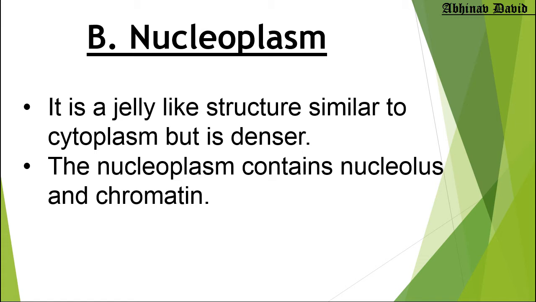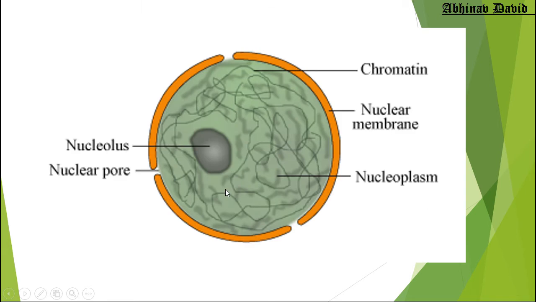If cytoplasm is like water, then nucleoplasm is like honey. So you can see honey is denser than water. Like that, nucleoplasm is denser than the cytoplasm. Okay, the nucleoplasm contains nucleolus and chromatin. As you can see in the diagram, the nucleoplasm contains these thread-like structures called chromatin, and it also contains a structure called nucleolus.